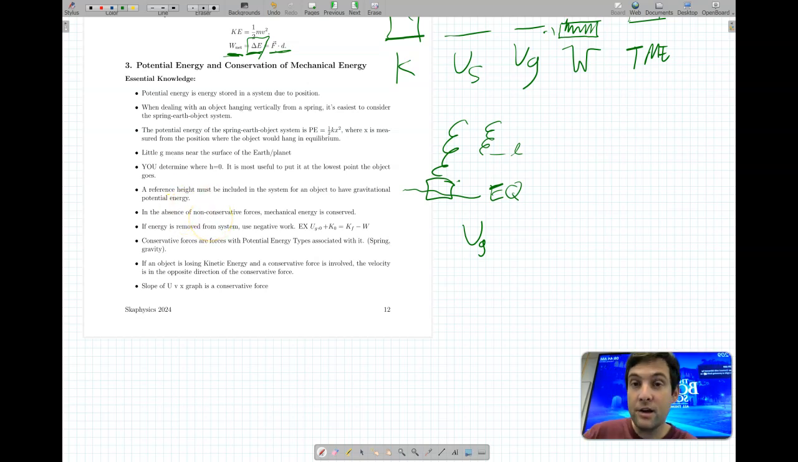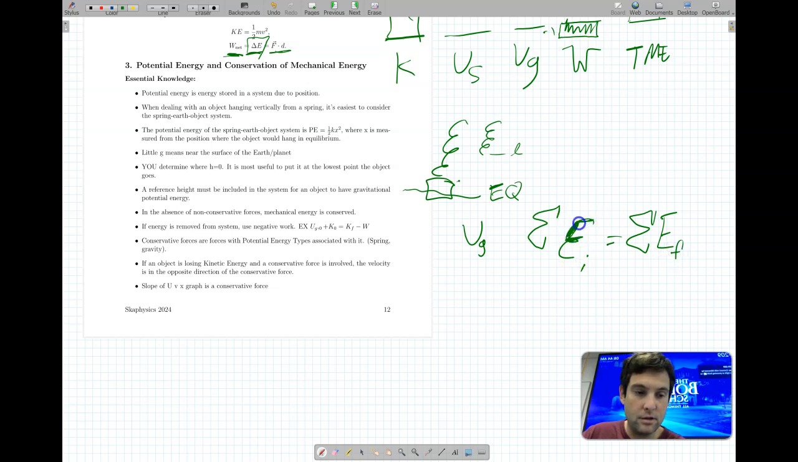In the absence of non-conservative forces, mechanical energy will always be conserved. That's our total energy in the beginning equals our total energy in the end. I don't know why I drew epsilon there, sorry.